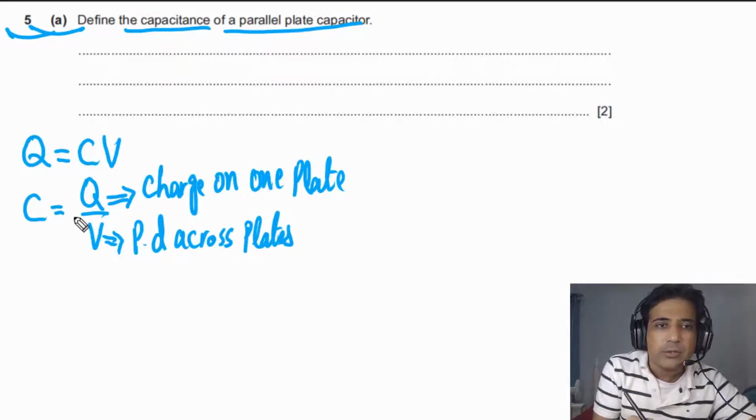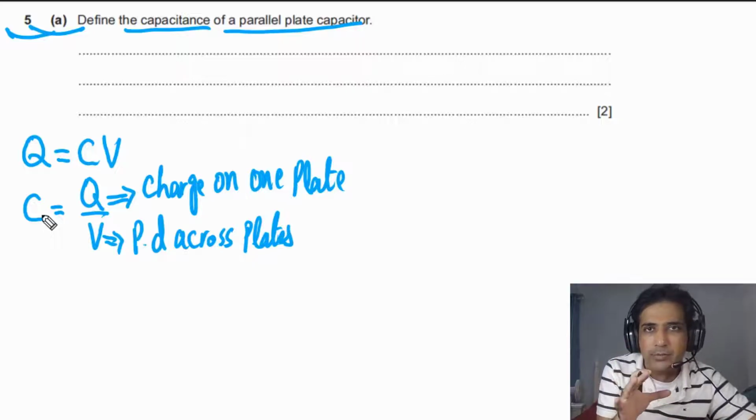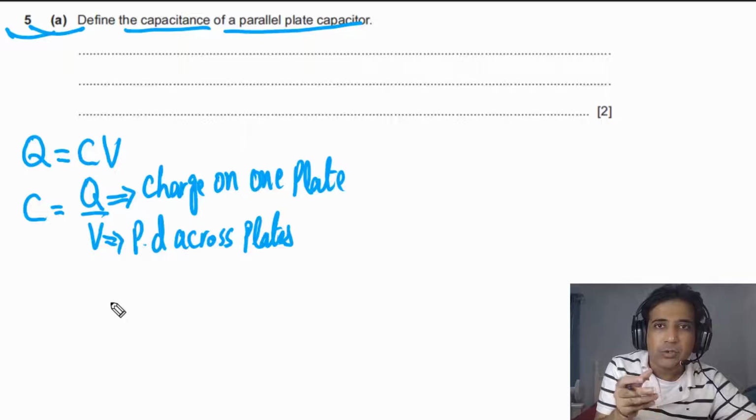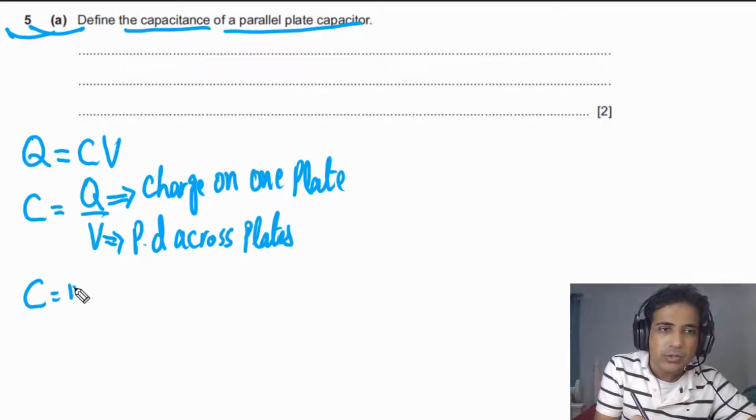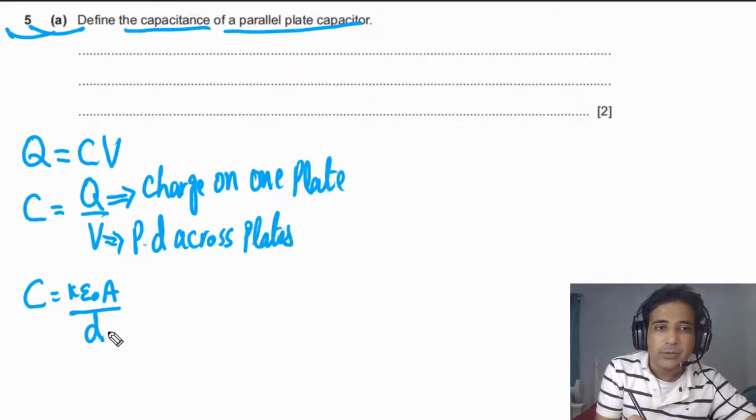Now, one thing you also need to understand: C does not depend on Q, C does not depend on V. C depends on physical properties of the capacitor. C is equal to K times epsilon naught A over d. C depends on the area of the plate, the dielectric constant, and the separation between plates. d is the separation between plates.